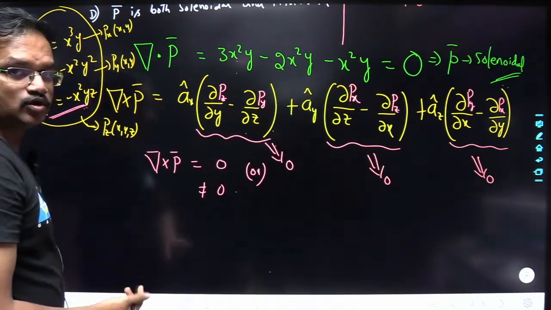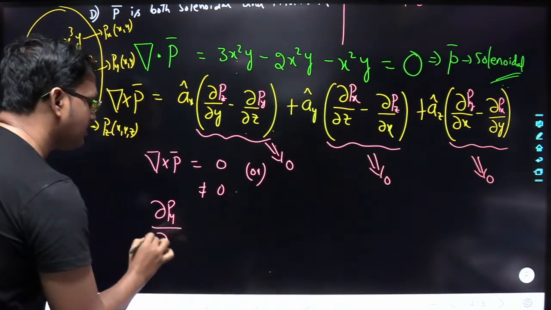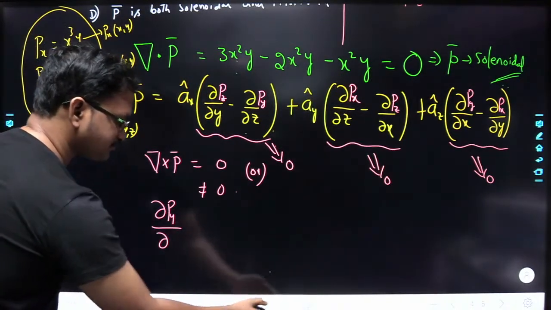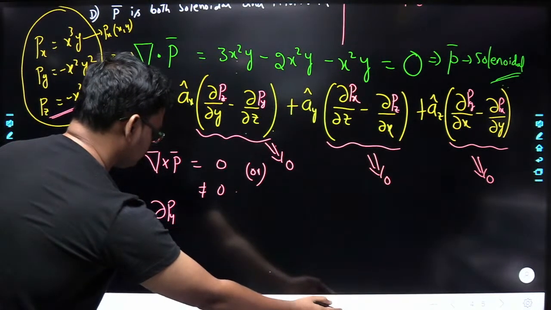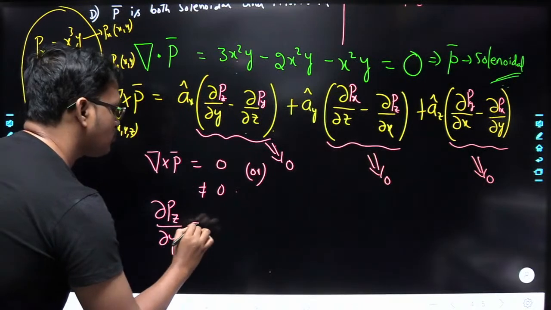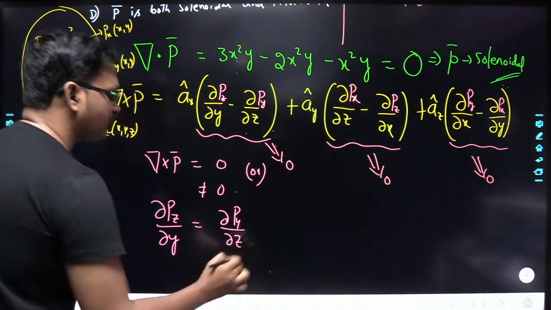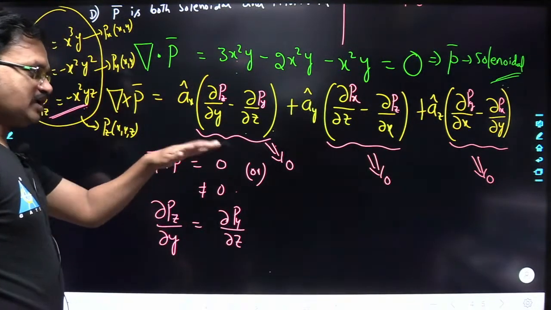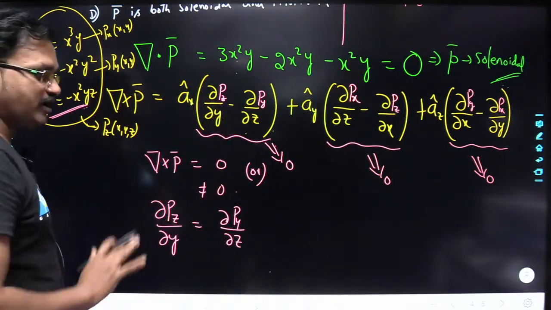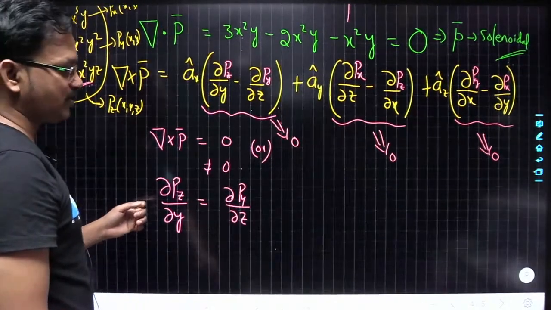∂Py/∂z. Yes or no? So you have to check whether ∂Pz/∂y must be equal to what? Must be equal to ∂Py/∂z. So for curl of P, if curl of P is equal to 0, then the x component must be equal to 0, the y component also equal to 0, and the z component must also be equal to 0.